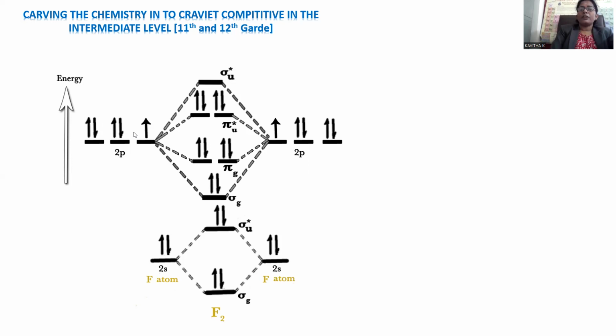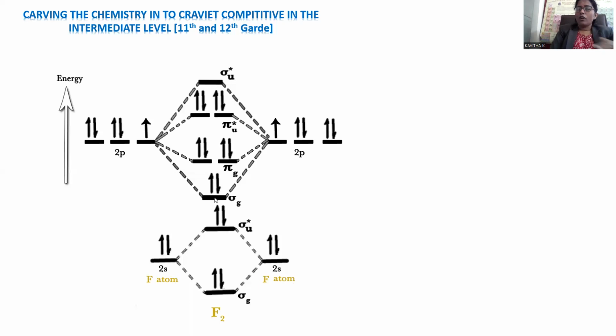Later on, each fluorine 2p orbital contains 5 electrons. These 5 electrons and 5 electrons from the other fluorine, 10 electrons in total, need to be accommodated. That's the reason why the first 2 electrons go into the sigma bonding orbital. The next pi bonding orbital is accompanied by 4 electrons. Pi star orbital is accompanied by 4 electrons. This is the way filling occurs.